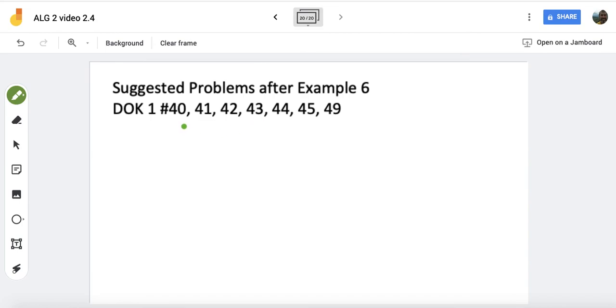After doing this example 6, your teacher could assign you some of these problems: 40, 41, 42, 43, 44, 45, and 49.